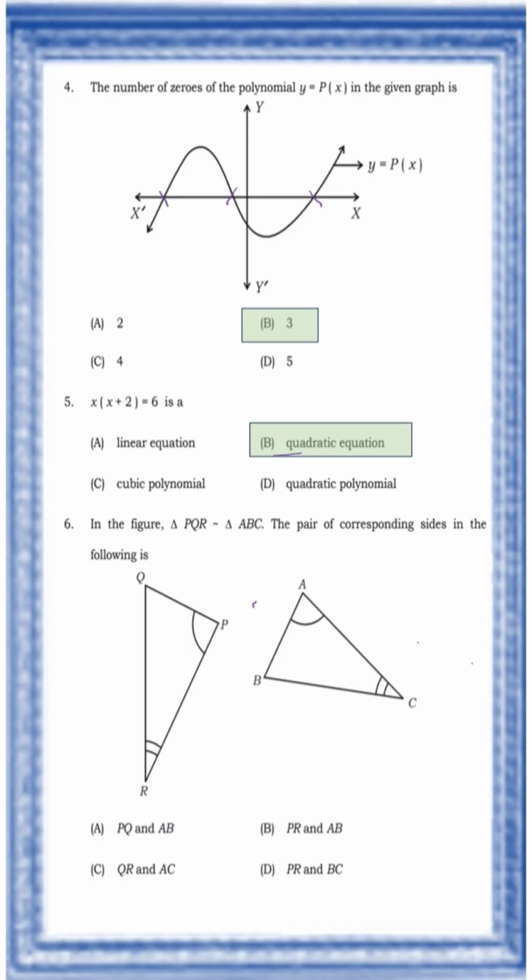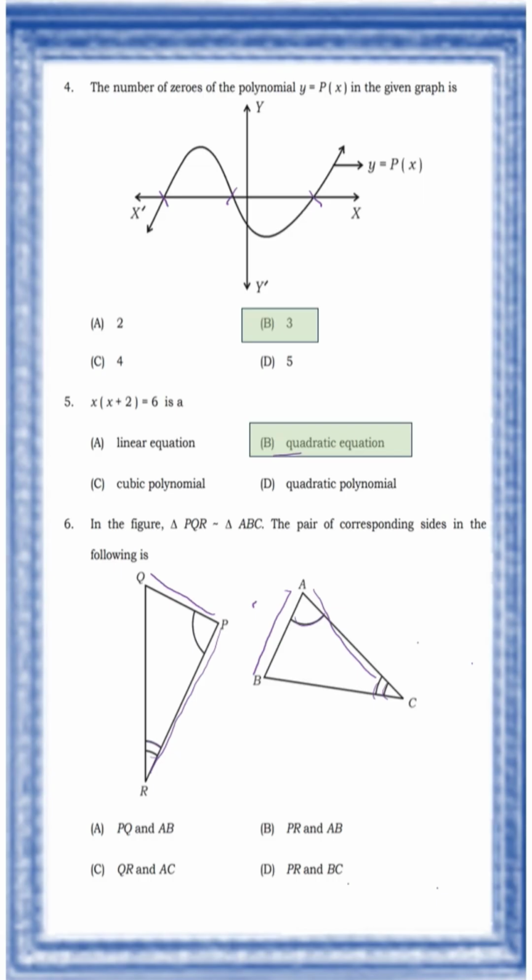In the figure, triangle PQR and triangle ABC are similar. The pair of corresponding sides in the following is. Now you can find it like this only. For example, here this angle and this angle are equal. These are equal, isn't it? So PR corresponds to AC. No, they haven't given any such choice. PQ and AB, this and this. Yes, they are corresponding. So the first option is correct.